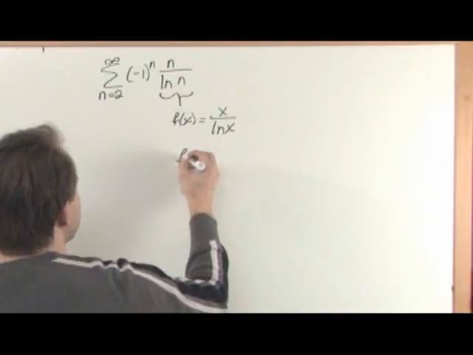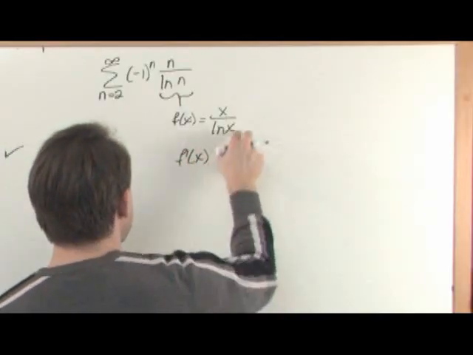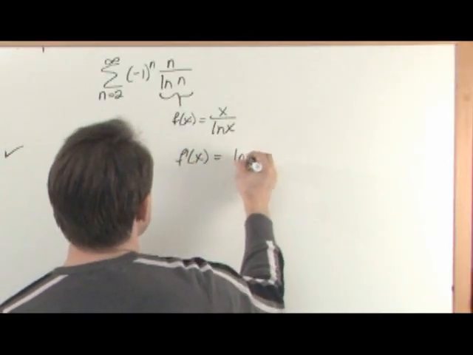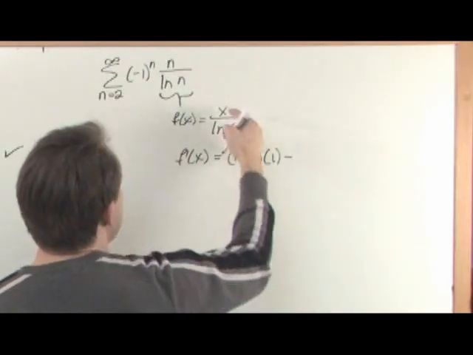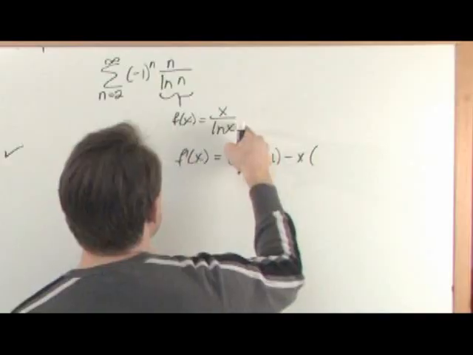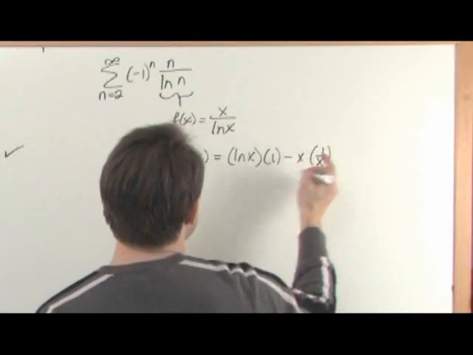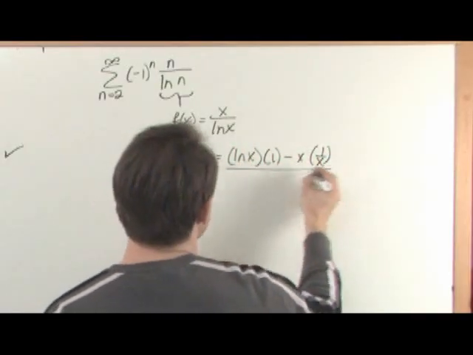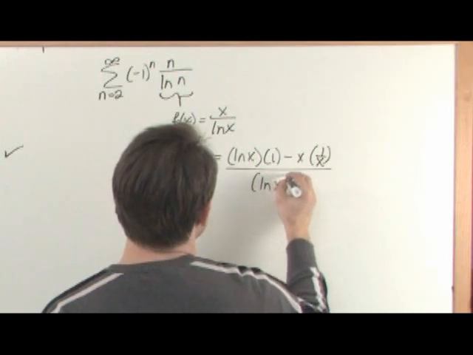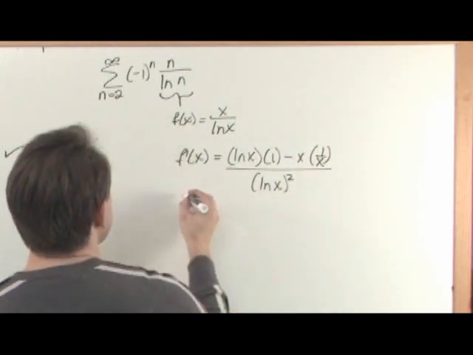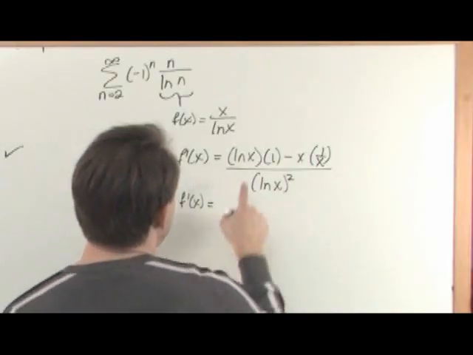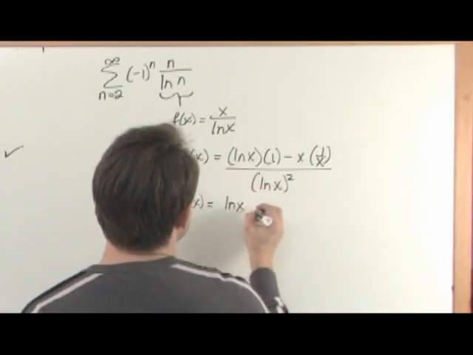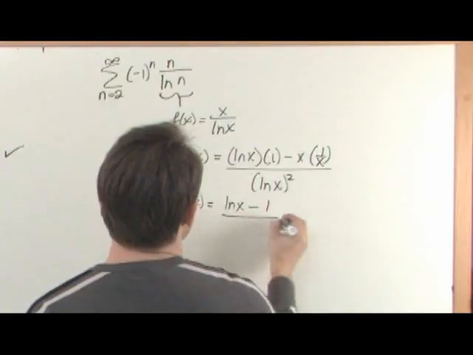So what is the derivative here? Okay, it's a quotient, so it's going to be the bottom, which is natural log of x, times the derivative of the top, which is 1, minus the top times the derivative of the bottom. 1 over x is the derivative of natural log of x, over natural log of x squared. Okay, so what I'm going to have is natural log of x minus 1 over natural log of x squared.